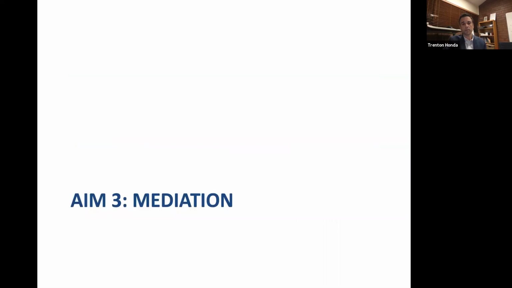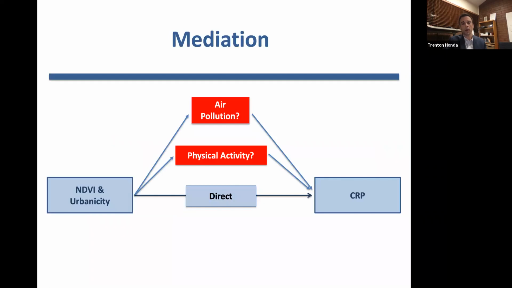And aim 3 was looking at our mediation models, where we are interested in determining whether or not the effect of NDVI and urbanicity on CRP and hemoglobin A1C may be mediated through the effect of air pollution and physical activity, which is consistent with some of the previous studies that we've done on this population.